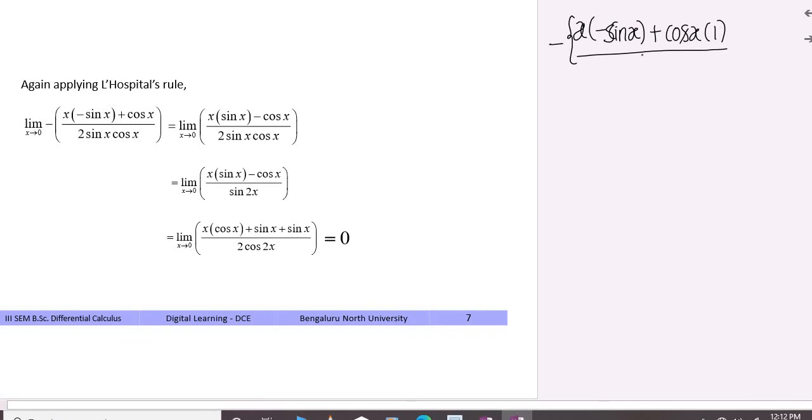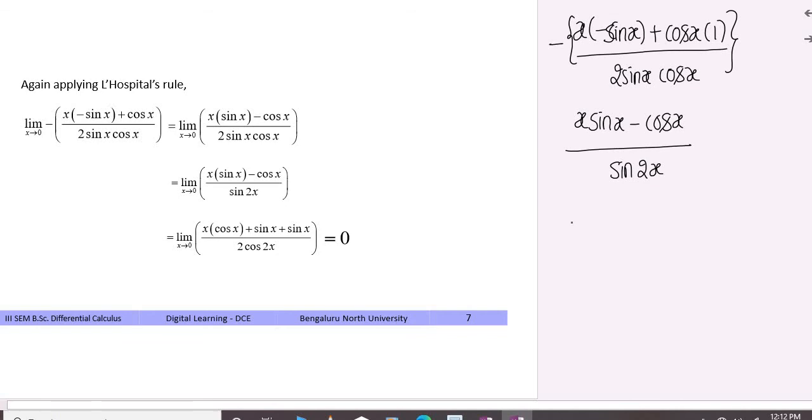Sin square x is there. Sin square x differentiation is 2 sin x into cos x. So multiply with minus sign. x into sin x minus cos x divided by 2 into sin x into cos x, which can be written as sin 2x.